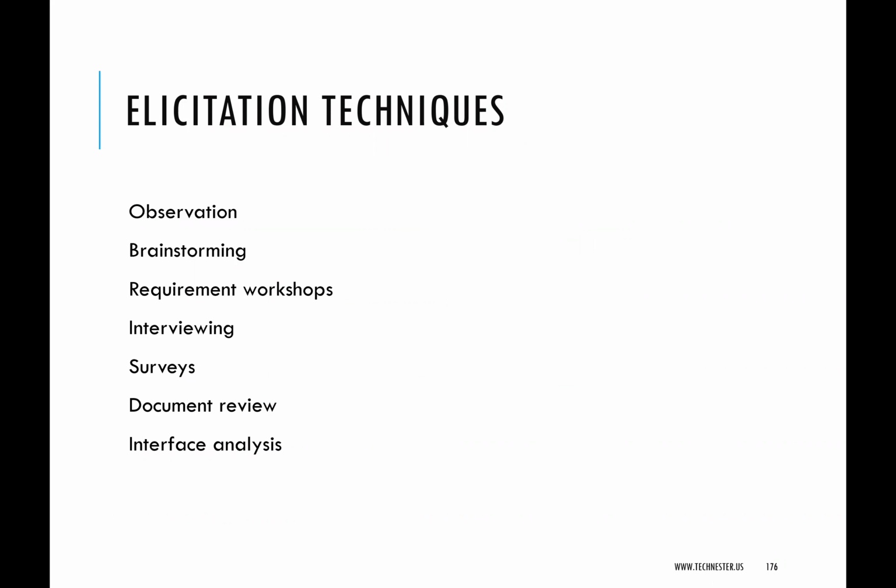So one technique is observation. Another technique is brainstorming. Brainstorming we're becoming familiar with now. We've done a brainstorming session. We'll do another one in class tomorrow. Requirement workshop is another one, right? So a workshop dedicated to gathering requirements. Your brainstorming session can be conducted in a workshop. So any meeting where you are eliciting requirements, you can basically call a workshop.